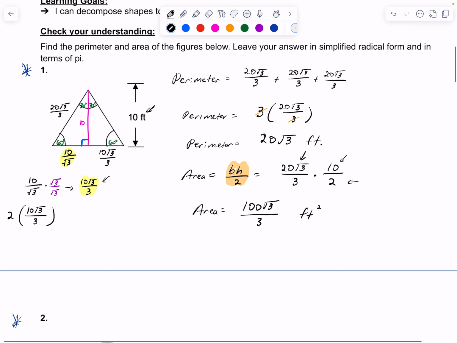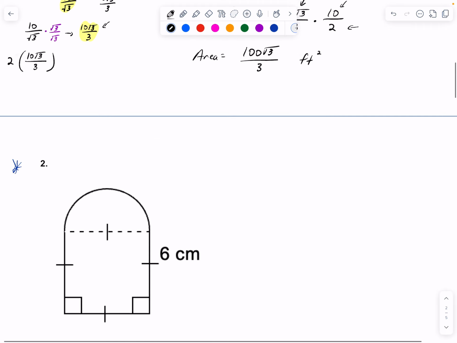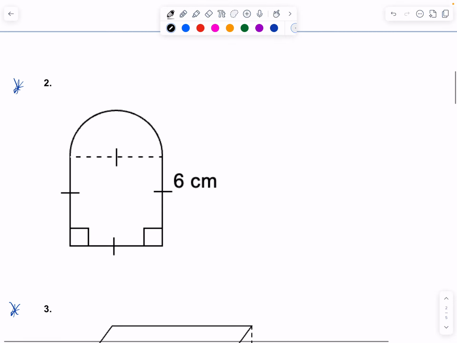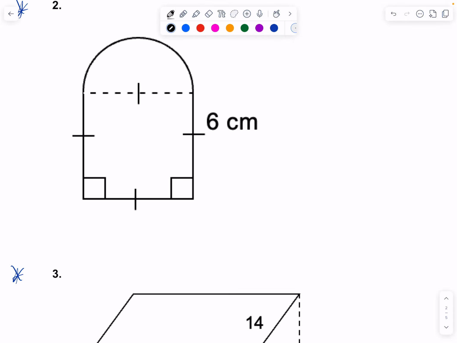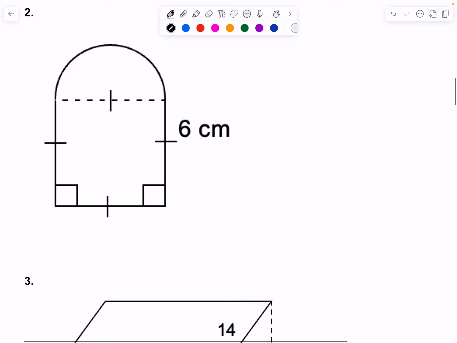So that was using a lot of different things that we've used in past units. So make sure you are locked in on seeing these 30-60-90 triangles if they show up. Okay, number 2. All right, so number 2 has a square and it has a semicircle. Each of these are 6 centimeters as well.